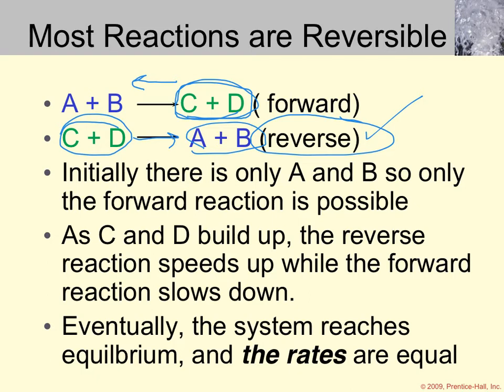What is equilibrium? Equilibrium, and this is a really commonly misunderstood concept, is the point in a reversible reaction at which the rates are equal. So at equilibrium, the rate of the forward reaction, the rate at which product is formed, equals the rate of the reverse reaction. Okay, the rate at which product or reactant is reformed.